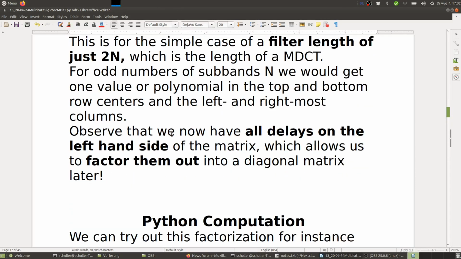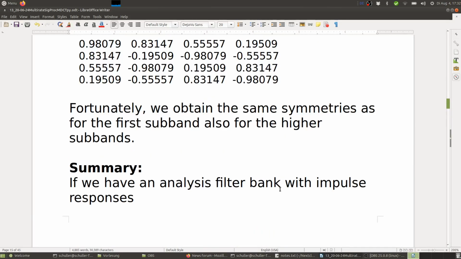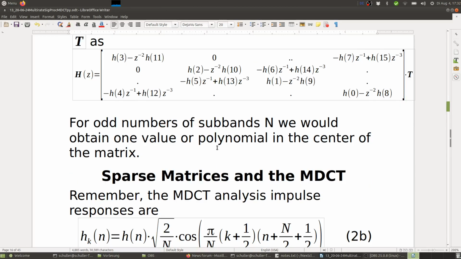Yeah, observe that we now have all the delays on the left-hand side of the matrix, which allows us to factor them out into a diagonal matrix later. So this is now the big advantage of this shift that we obtained. Remember, before with the cross, we had the z to the minus 1 over the entire width of the matrix. So maybe when you go back and look at it, here we had the z to the minus 1 over the entire width, right? It's not constrained to any part of the matrix. Same for z to the minus 2. So it's hard to factor them out.